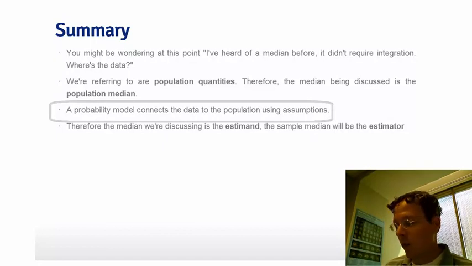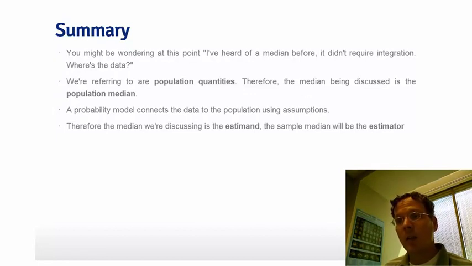So at any rate, in this class, to every estimator, there will be an estimand. The sample mean will estimate the population mean. The sample median will estimate the population median. The sample standard deviation will estimate the population standard deviation, and so on. This is the formal process of statistical inference, linking your sample to a population.